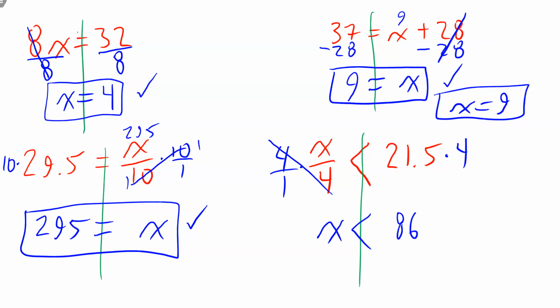And to check it, I'm going to substitute, and I'm just going to set it equal just to check it out. And so 86 divided by 4, sure enough, that is 21.5. So my answer does check out. So x is less than 86. And so not any different for an inequality. Let's look at a couple more. And then we'll end the video there.